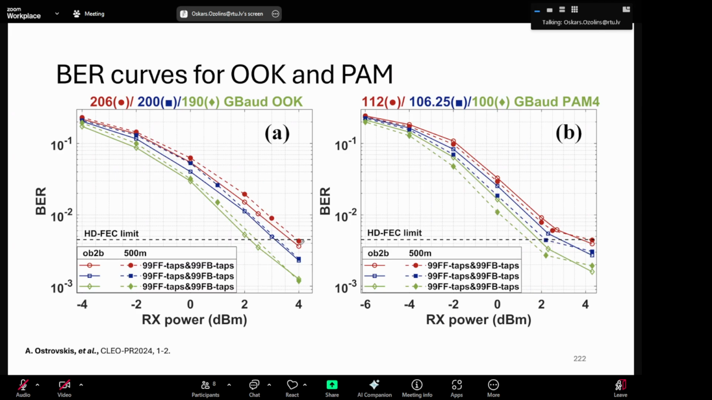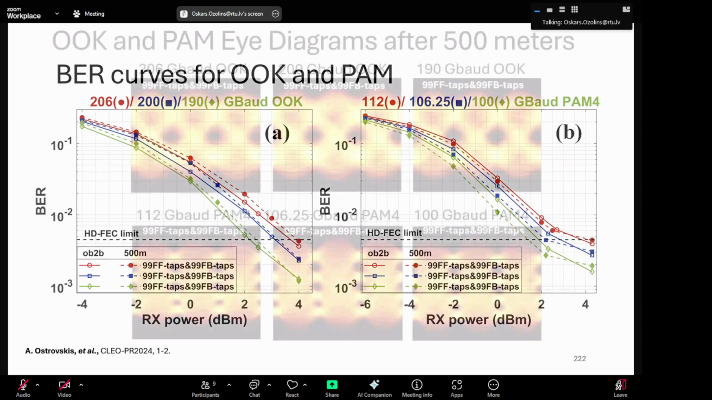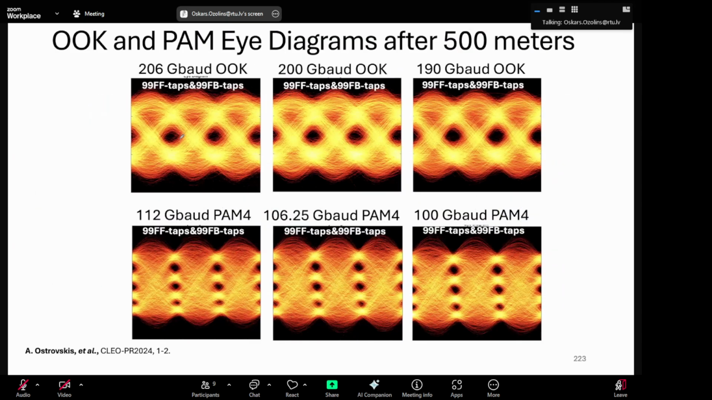So if the speed is smaller, then we can get better signal quality, so smaller bit error ratio, so fewer errors. And here we have graphs for on-off keying, which is a 2-level modulation format, and then there's a graph for PAM4, which is a 4-level modulation format, and also representation in eye diagrams. And what we can see is that this opening here, for example, for 206 is much smaller. There are also many transitions coming in the middle, compared to this one, where this eye diagram is cleaner.